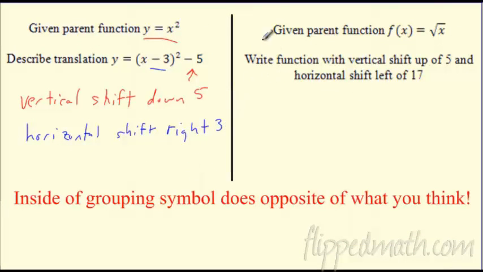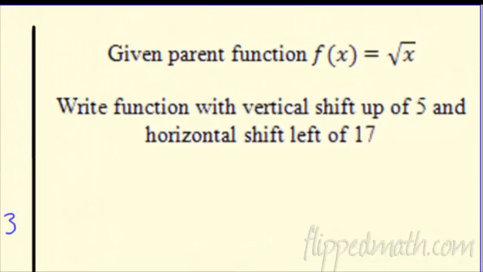Excellent. Moving on. What if I go ahead and give you another parent function, square root function, and I want you to write the equation of all this stuff. So I'm going to do a vertical shift of up 5, horizontal shift of left 17. So not a problem here.